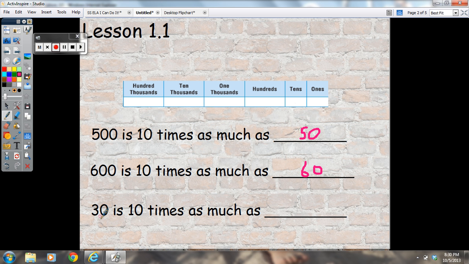Now here, let's look at this other example. It says 30 is 10 times as much as what? Once again, if this number is 10 times as much as this number, that means this number has to be smaller than 30. And I think to myself, 10 times what would get me 30? And I know, using my mental math and my multiples of 10, that if I took this 10 and I multiplied it by 3, I know that 30 is 10 times as much as 3.